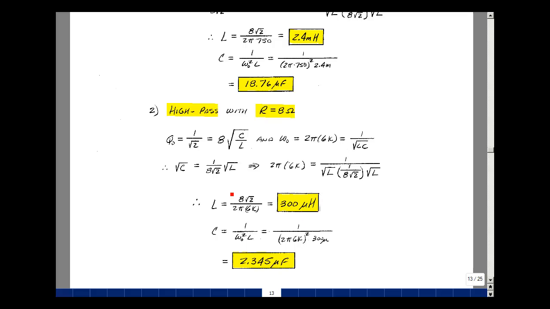We can go back and solve for the value of C from here. Square both sides of the equation, and put this over here, and I get C is equal to 1 over omega naught squared times L. Then plugging in 2 pi 6k squared times the 300 microhenries, I get 2.345 microfarads.